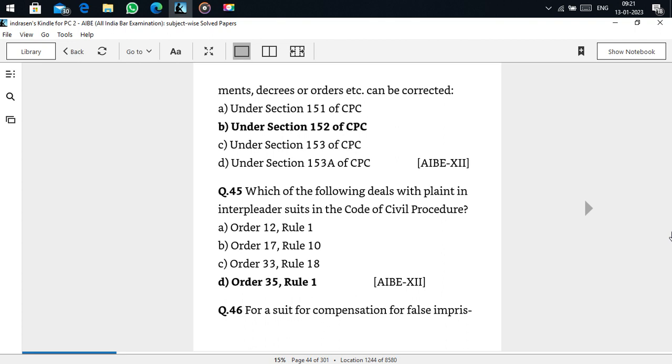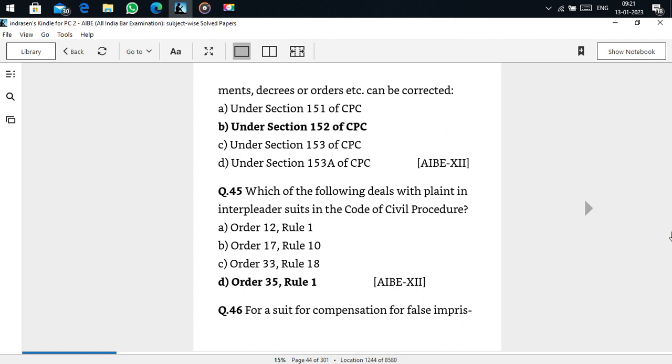Which of the following deals with the plaint in an interpleader suit in the Code of Civil Procedure? Interpleader is under Order 35 Rule 1. Interpleader, please remember Order 35 and the rule.